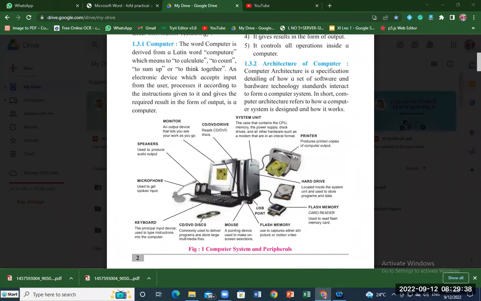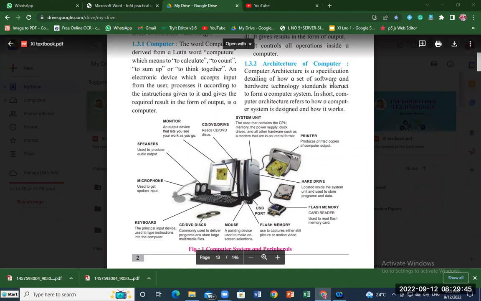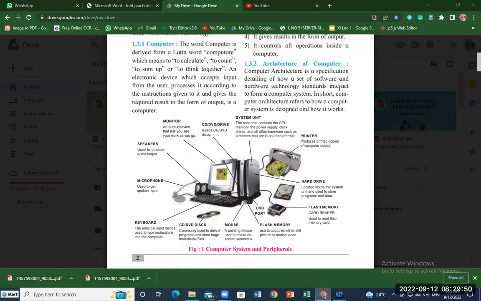Next is architecture of computer. A computer architecture is the specification dealing with how a set of software and hardware technology standards interact to form a computer system, right? What is the architecture? Architecture is the working model of a particular thing. It's not just computer. You can take any other thing, any other machine you can say. So architecture is how it is being built up, what are the different parts of it that are helping it to work.